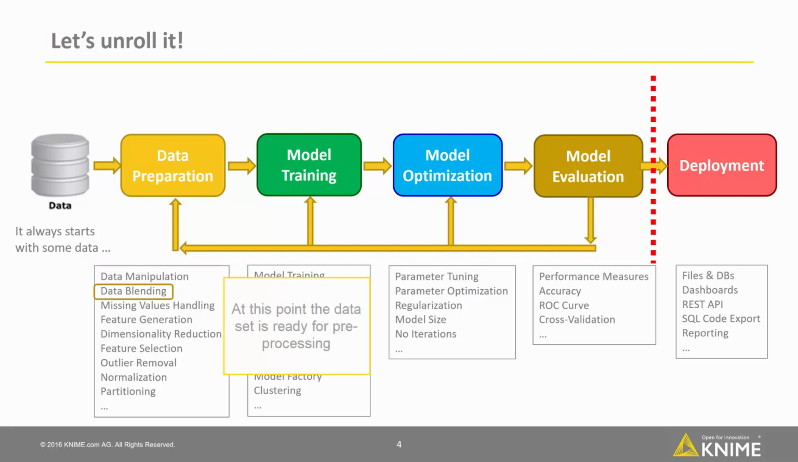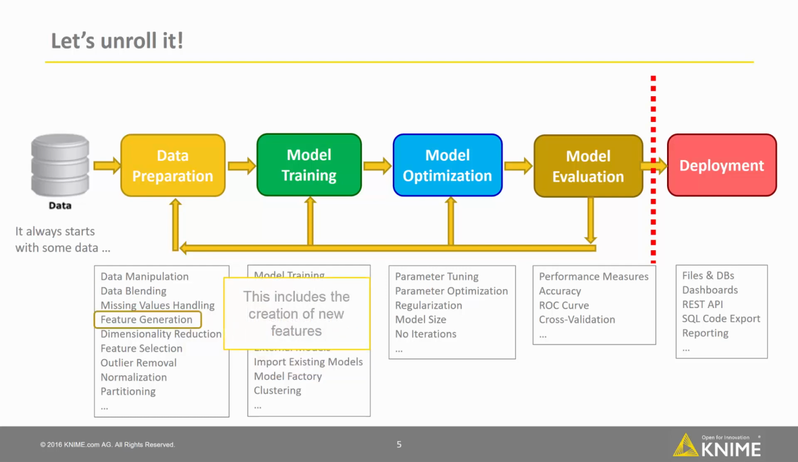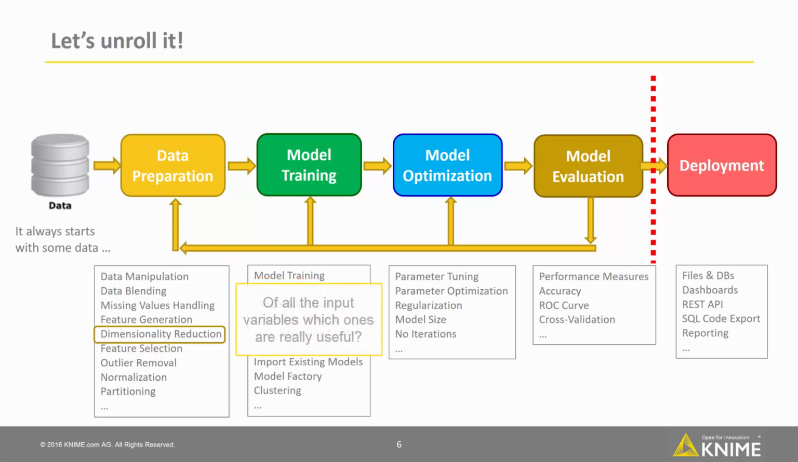At this point, the data set is ready for preprocessing. This includes the creation of new features. Usually, those are domain-dictated features to better describe the problem. For example, in customer intelligence, those might be behavioral features. Each domain suggests the kind of new features to create. This also includes dimensionality reduction. Of all the input variables we have got, which ones are really useful? Which ones contain useful information?